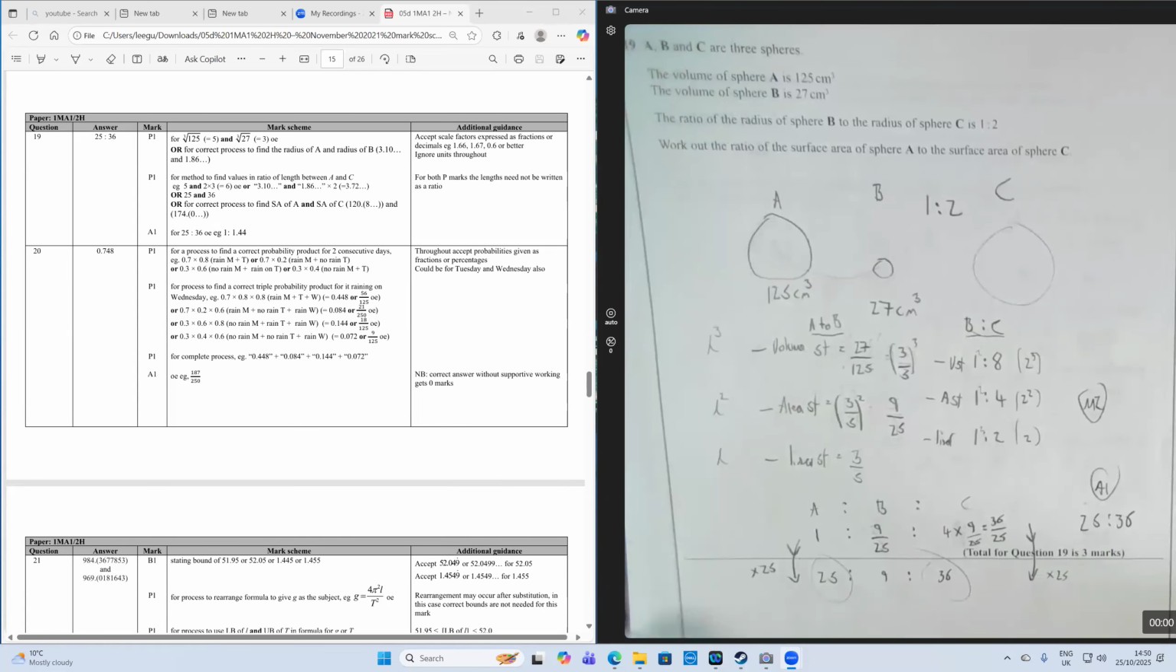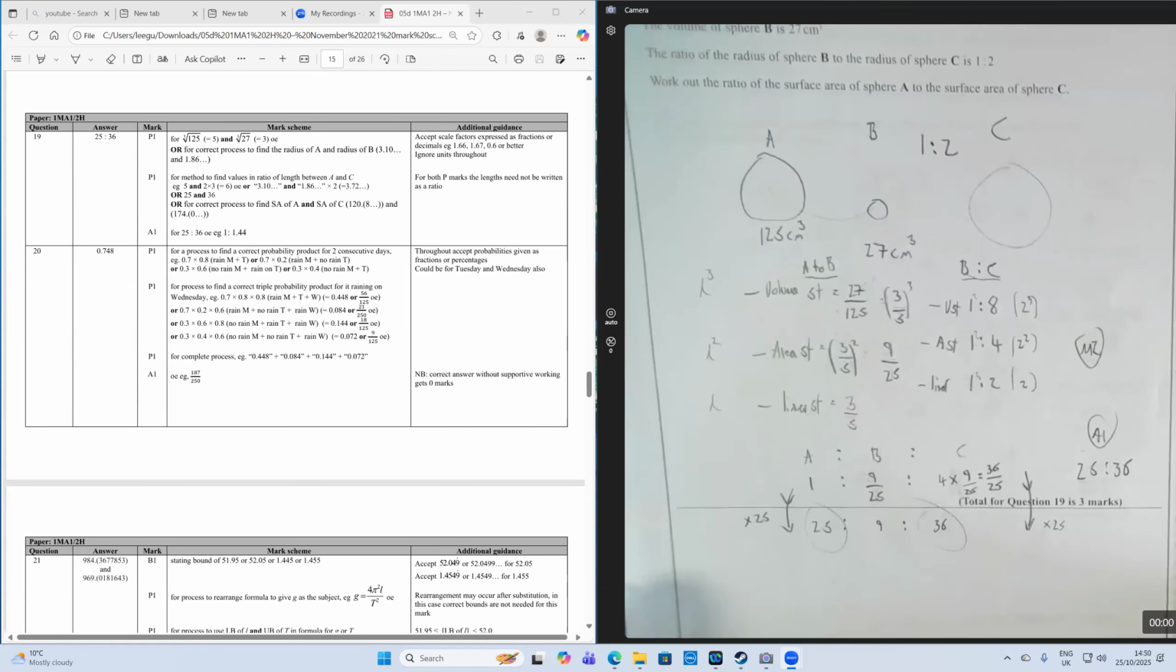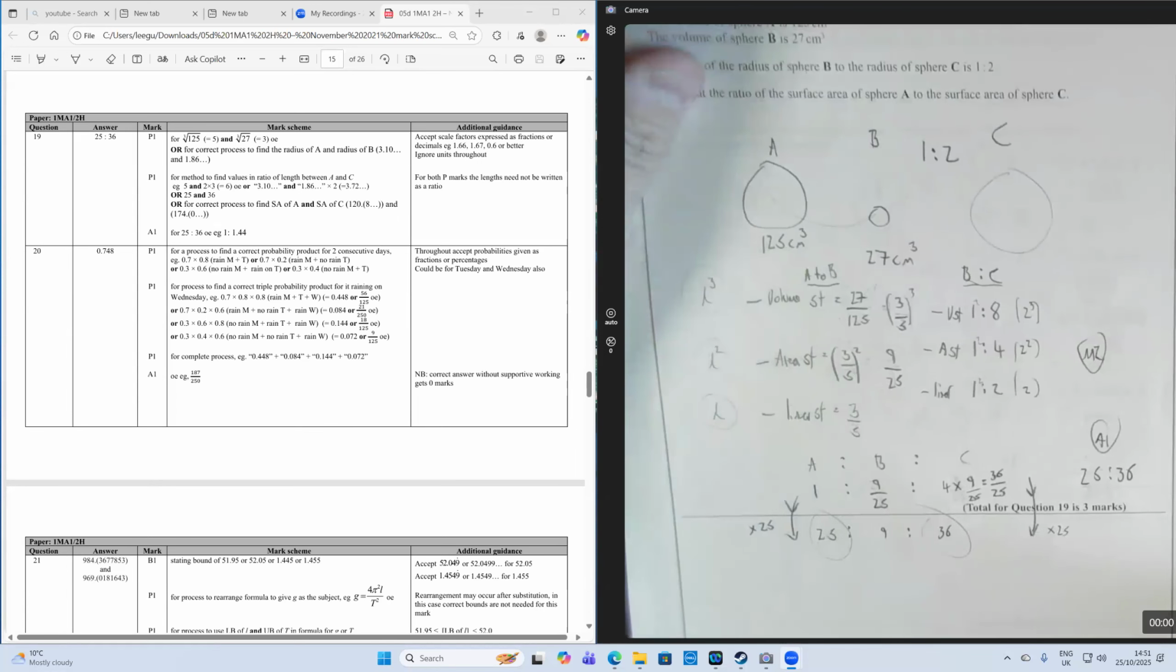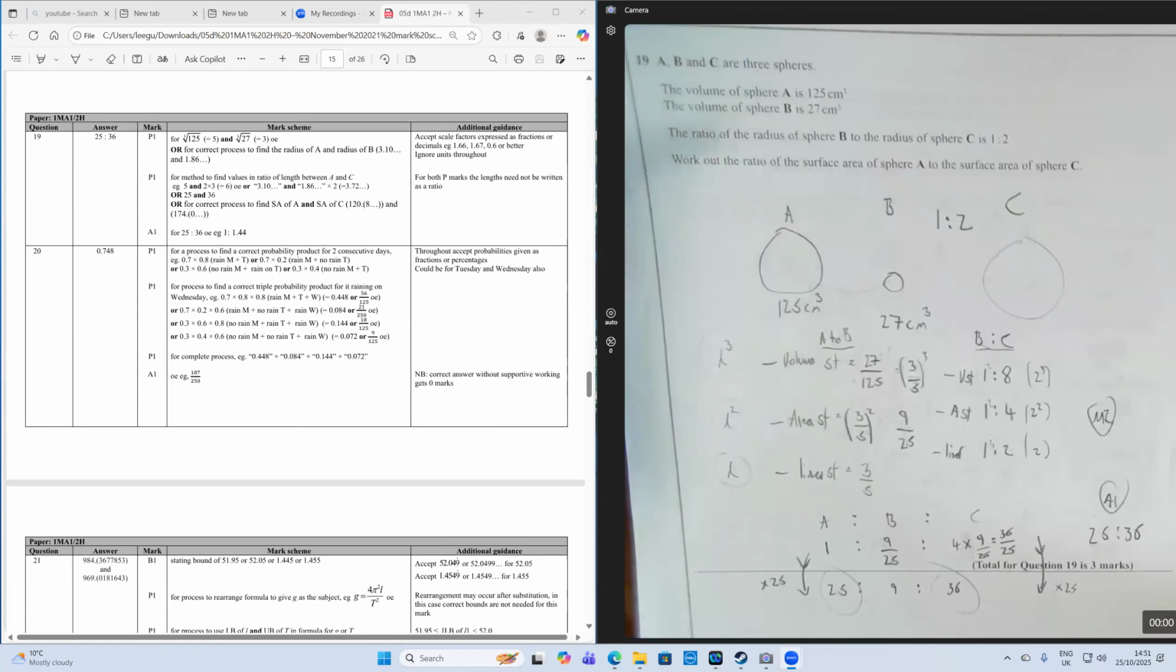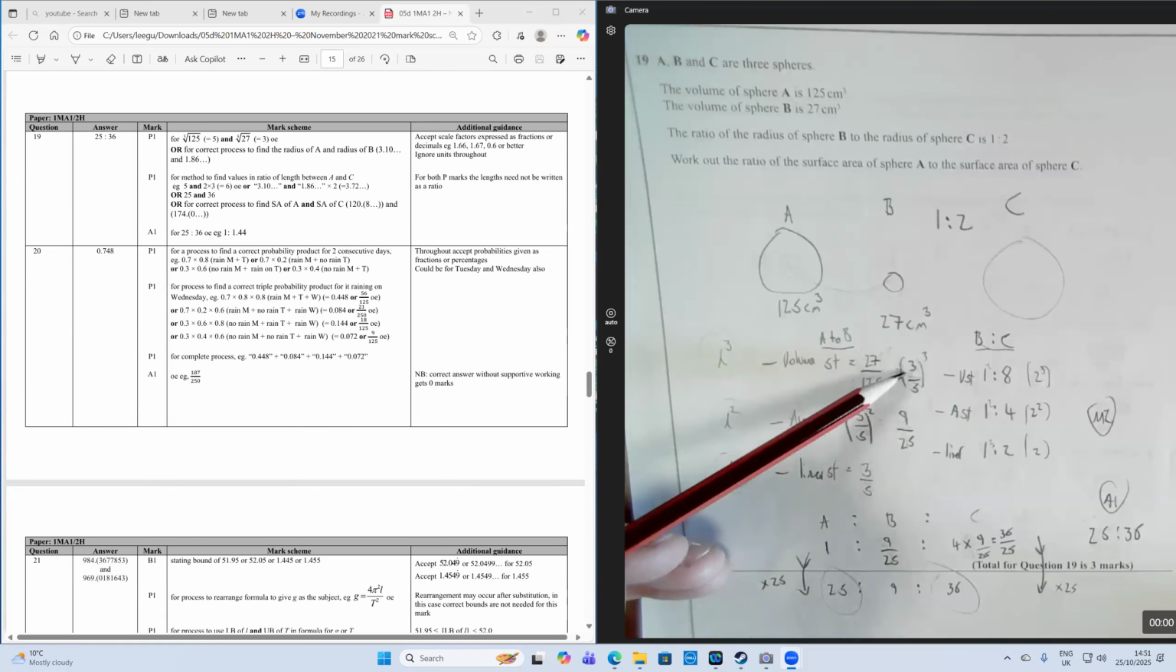So in any question of this type, the key is to always find the linear scale factor, the area scale factor, and the volume scale factor. We can start off by finding the volume scale factor between A and B. Going from A to B is smaller, so we take the volume of B and divide it by the volume of A. Putting 27 over 125 into our calculators gives 3/5 cubed.